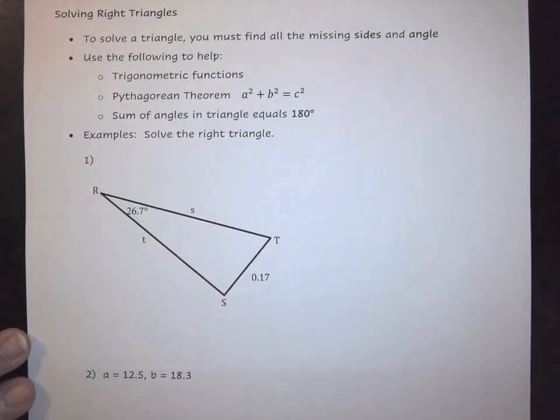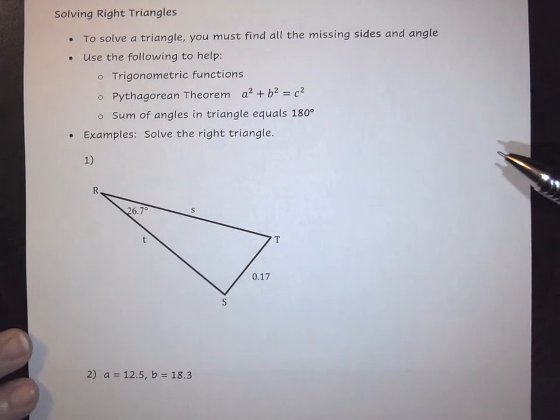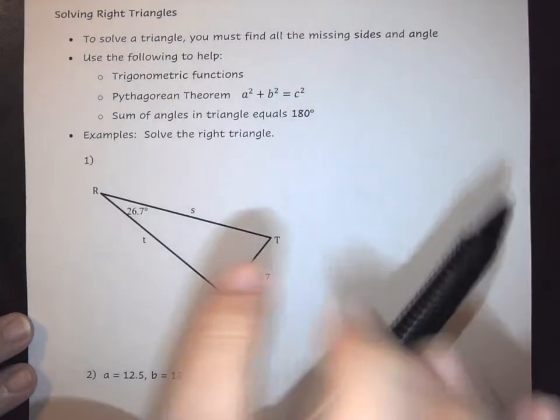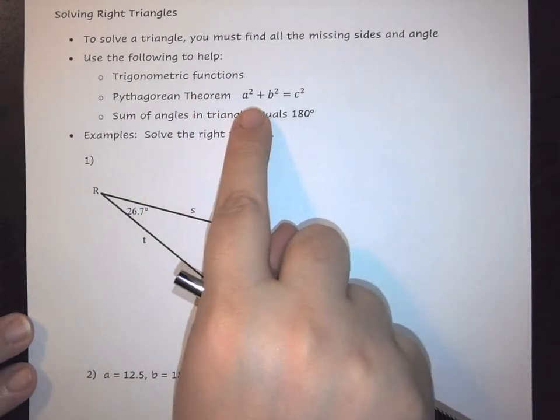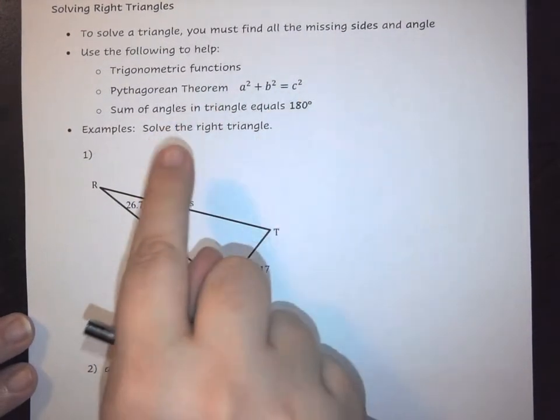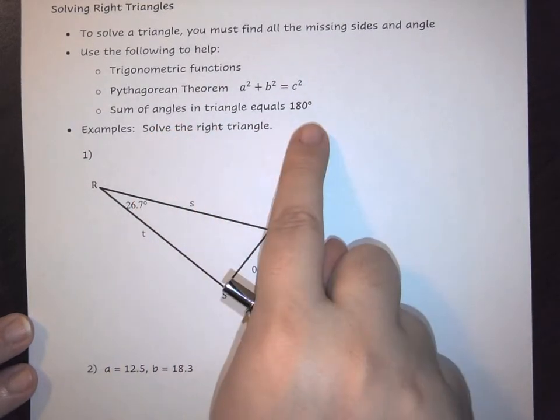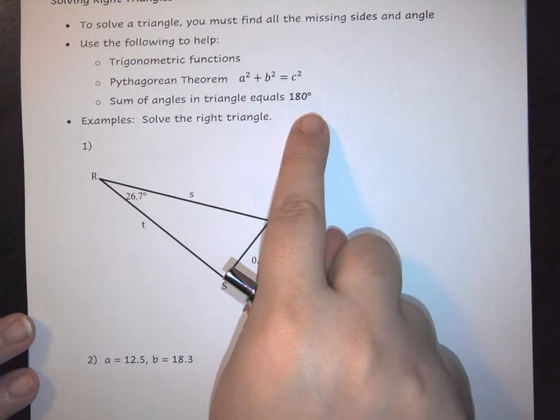In this video, we're going to look at two examples on how to solve right triangles. So there's a few things that you need to remember. First of all, you can rely on Pythagorean's theorem to solve for missing sides. And second, you can rely on the fact that the sum of angles is 180 degrees to find missing angles.